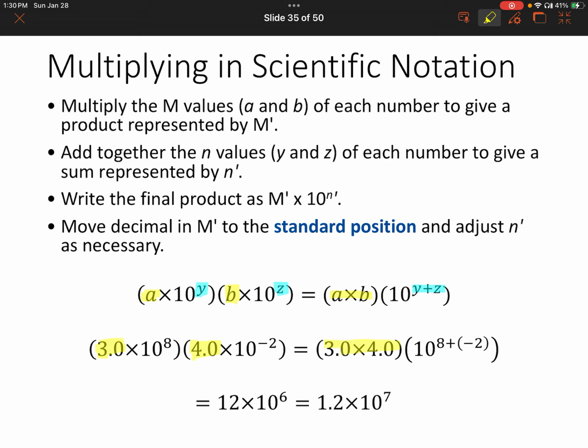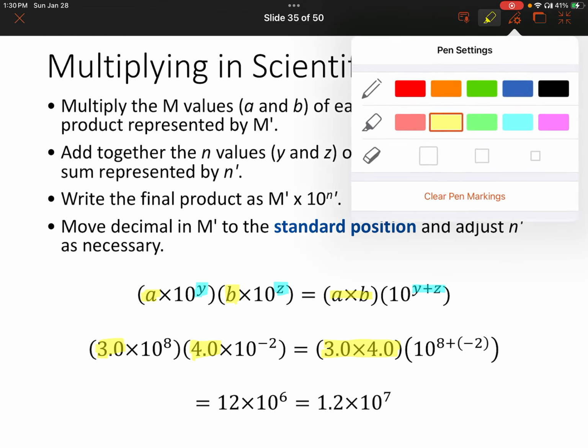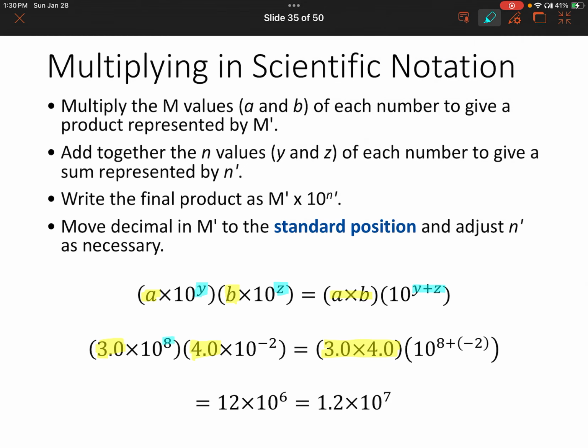So 3 times 4. And then the exponents, again, we're going to add those together. So 8 plus negative 2. So 8 plus negative 2 would actually be 8 minus 2, right? So we end up with our coefficient of 12 and an exponent of 6.